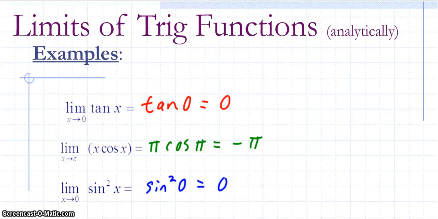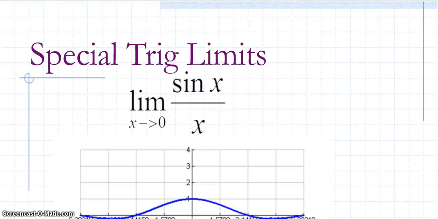Okay, so here we should plug in 0. The tangent of 0 is 0. Therefore, the limit as x goes to 0 of tangent of x is 0. For the second one, if I plug in pi, I get pi times the cosine of pi. The cosine of pi is negative 1, so this is negative pi. The limit as x goes to 0 of sine squared of x: sine squared of 0. The sine of 0 is 0, so if I square that, that's still 0. Okay, hopefully that's pretty straightforward. We recall direct substitution. That's the first thing we want to go to.